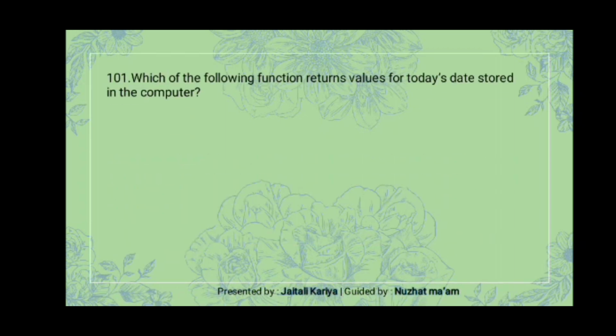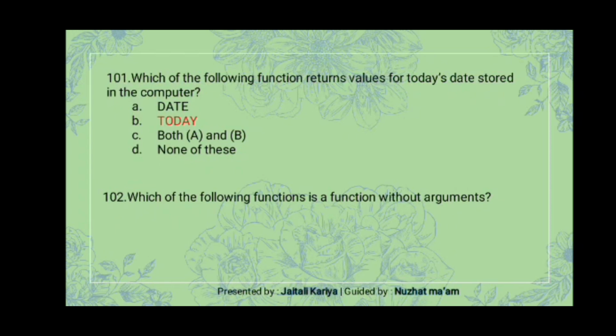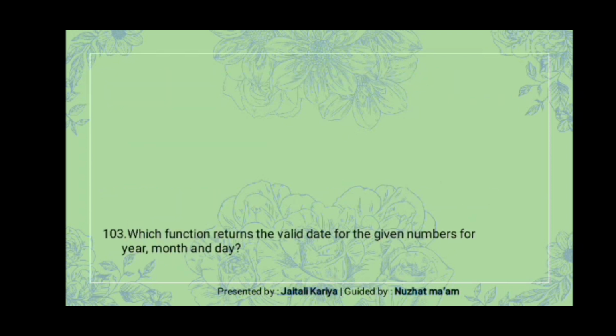101. Which of the following function returns values for today's date stored in the computer? A date, B today, C both A and B, and D none of this. The correct answer is B, that is today. 102. Which of the following functions is a function without arguments? A today, B date, C concatenate and D month. The correct answer is A, that is today.